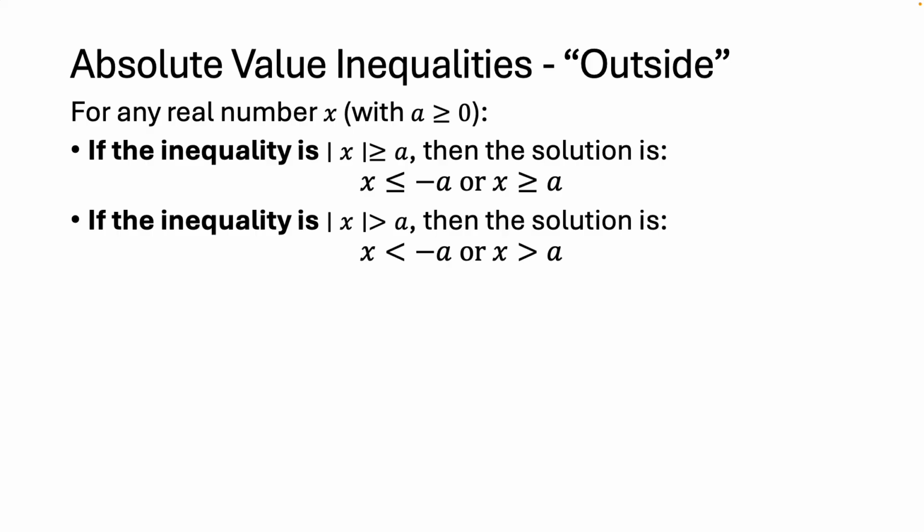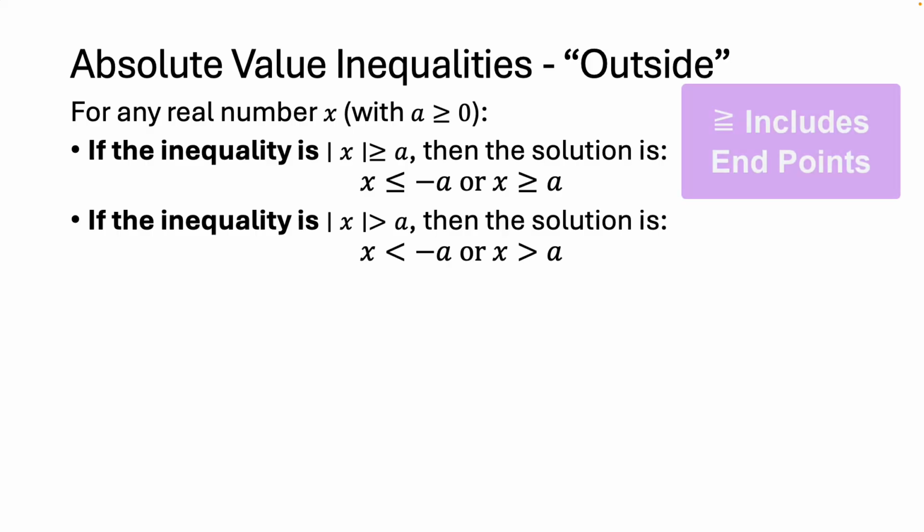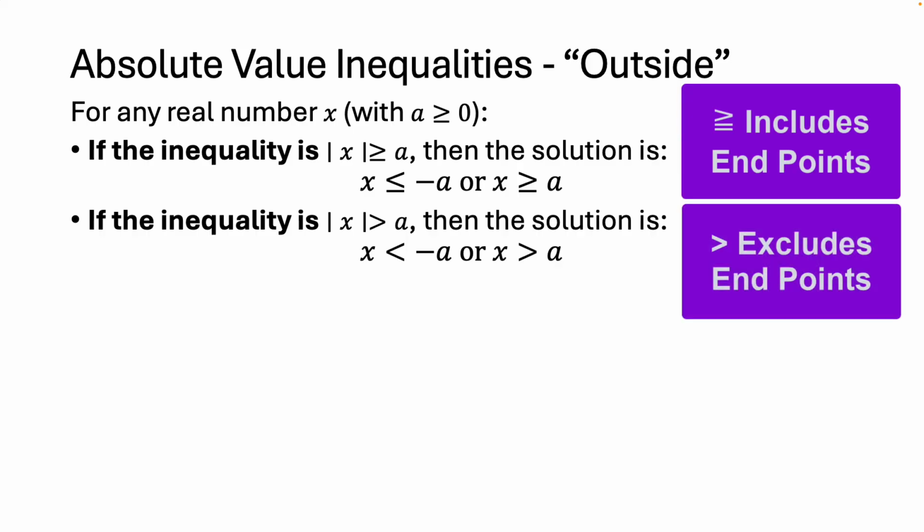While these two inequalities look and sound very similar, there is one subtle difference. In the first inequality, we have absolute value of x is greater than or equal to a. When you have the greater than or equal to sign, this includes the endpoints negative a and a. For the second inequality, absolute value of x is strictly greater than a, the strict inequality excludes the endpoints negative a and a.